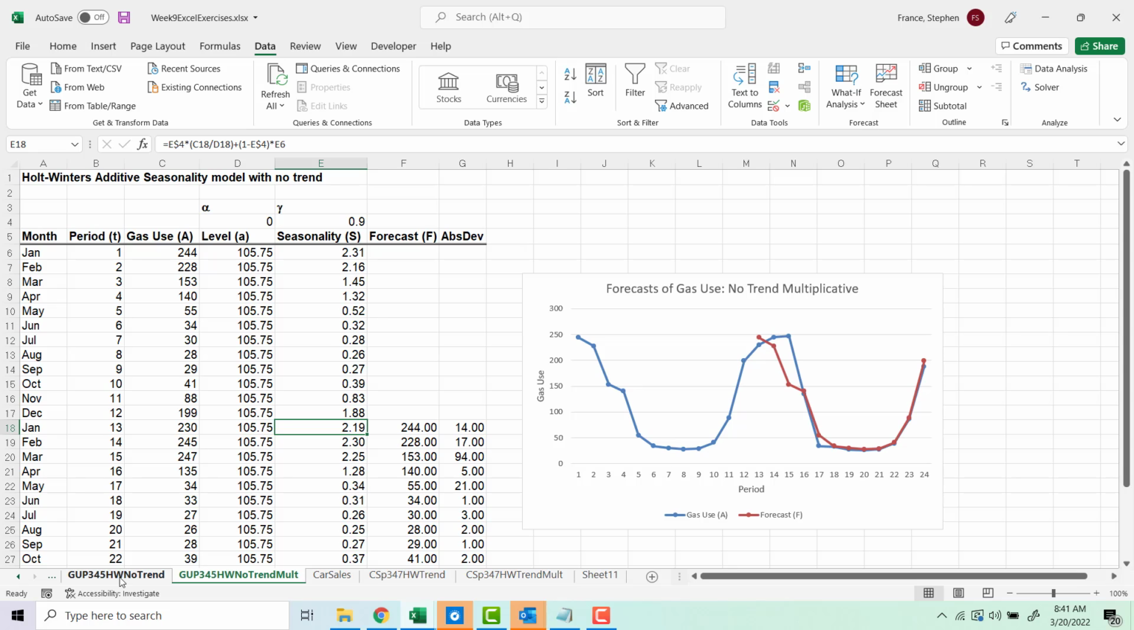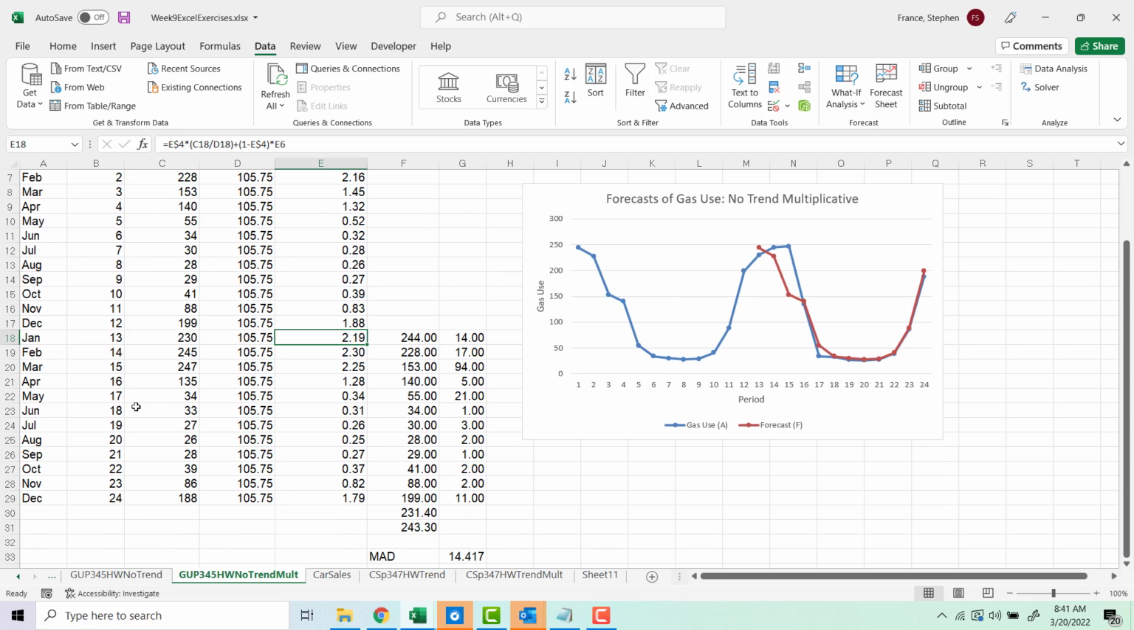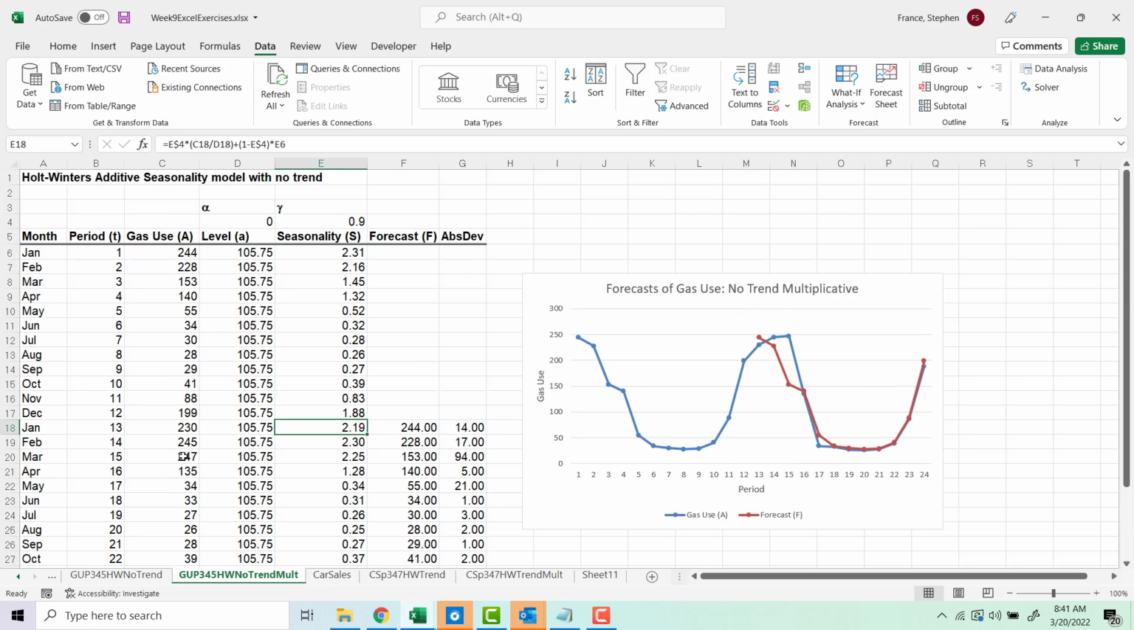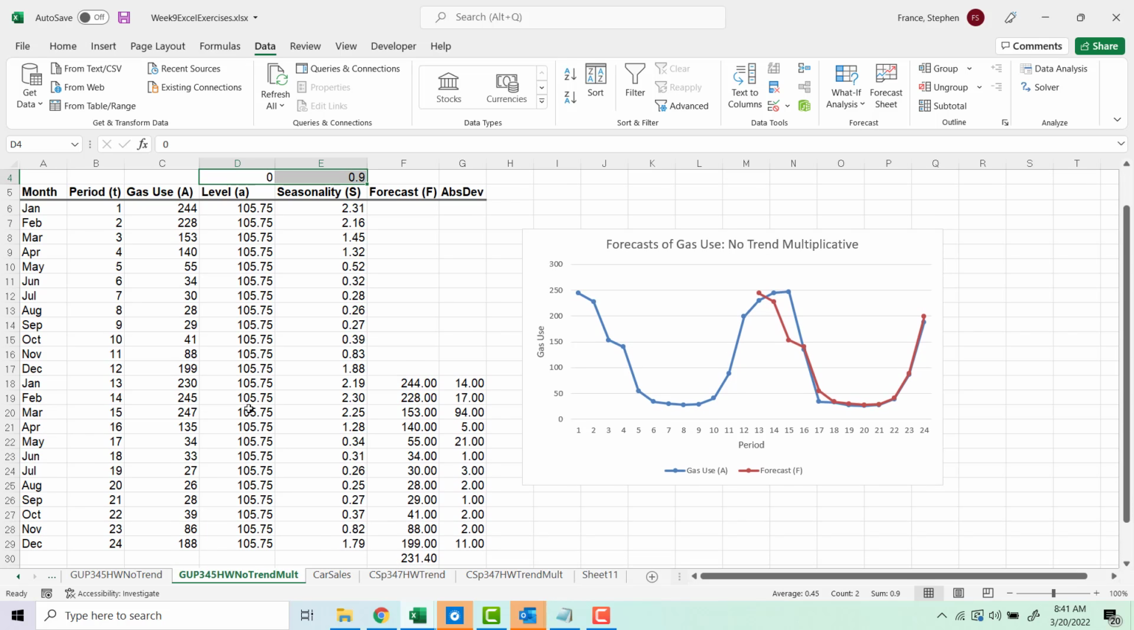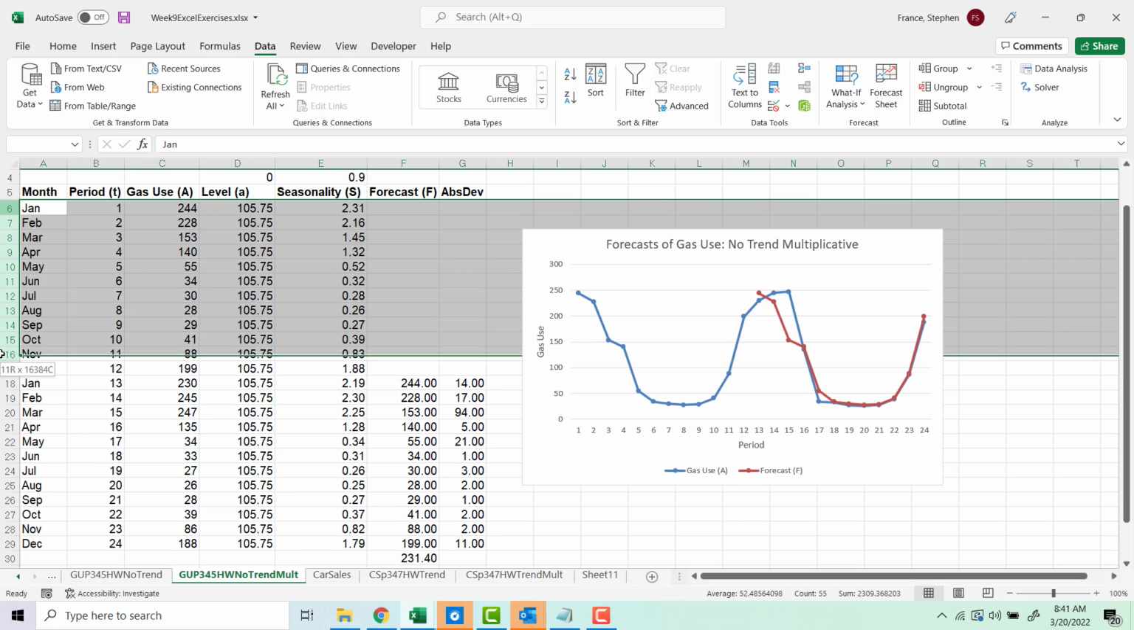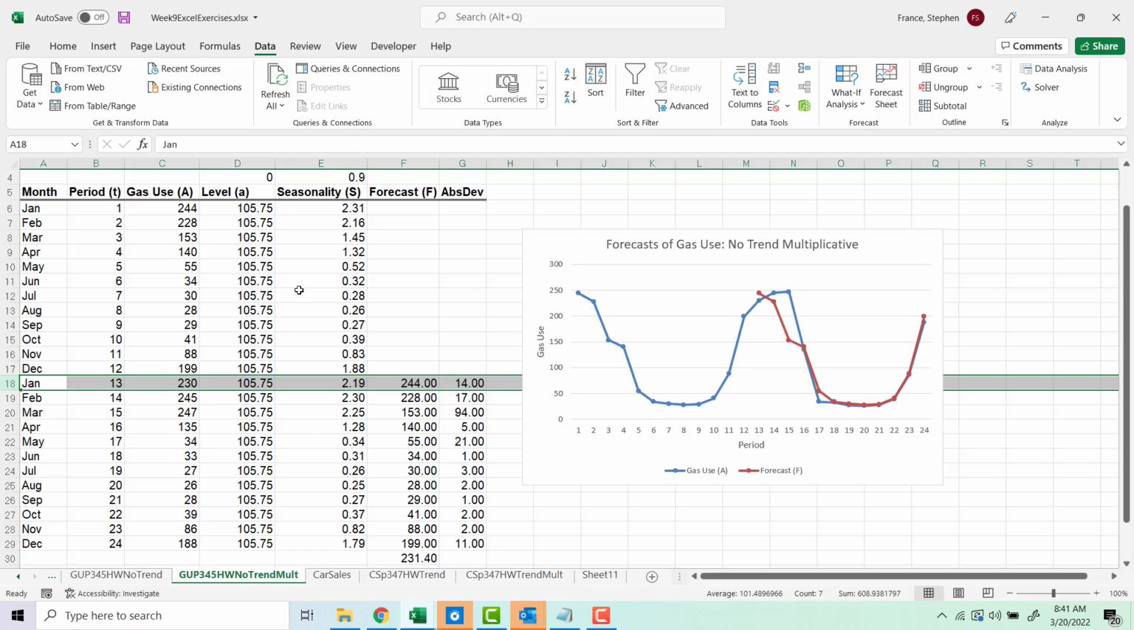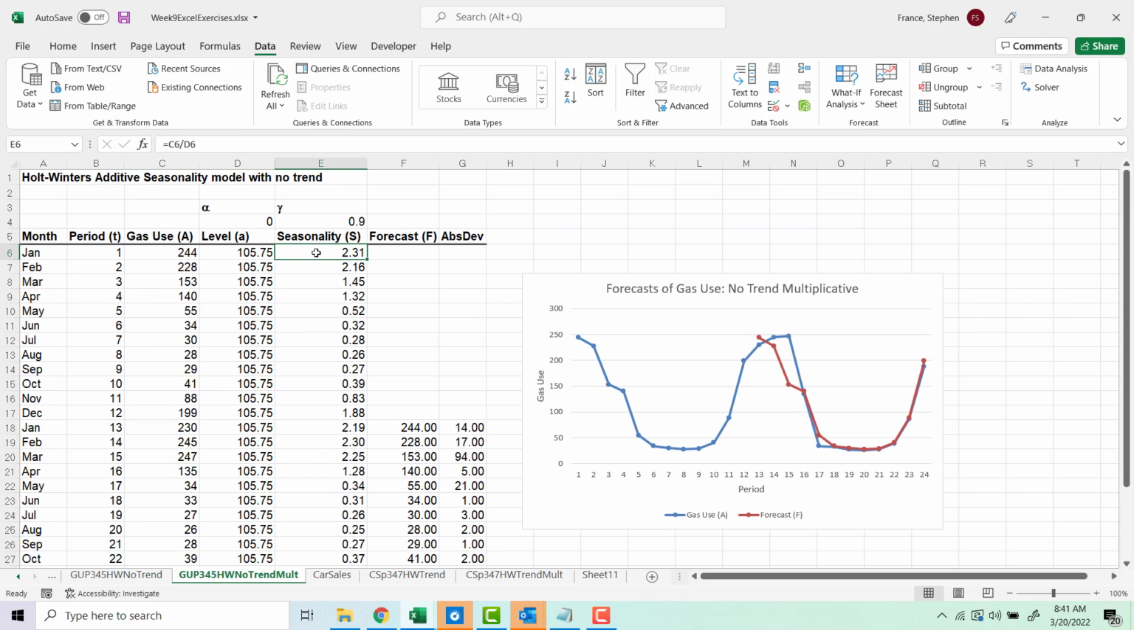So this is the no trend multiplicative model. It's the gas usage data. Again, it would have been nicer if we had more periods. We would have got more realistic parameters up here. So we literally have the first year for our initial estimates, so then we have our first set of forecasts. But the difference with the additive is this is C6 over D6 rather than C6 minus D6, i.e. seasonality is multiplicative. We expect just over twice the average gas usage in January and 0.3 in June.